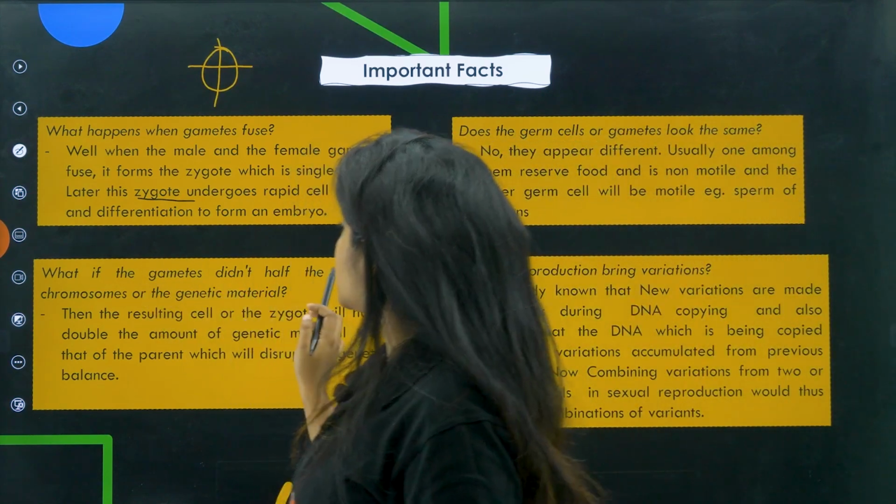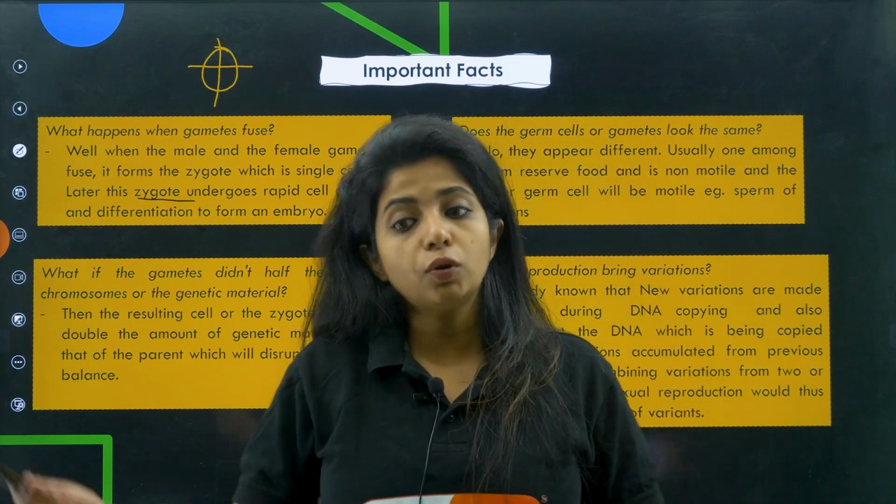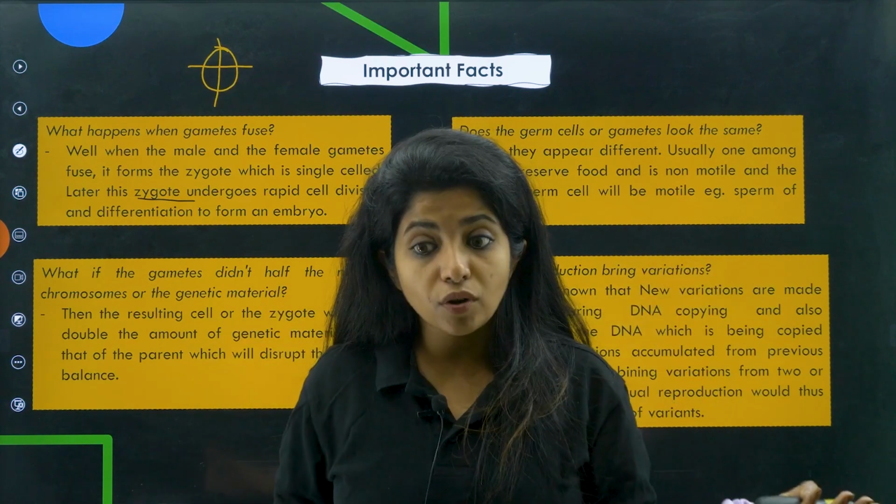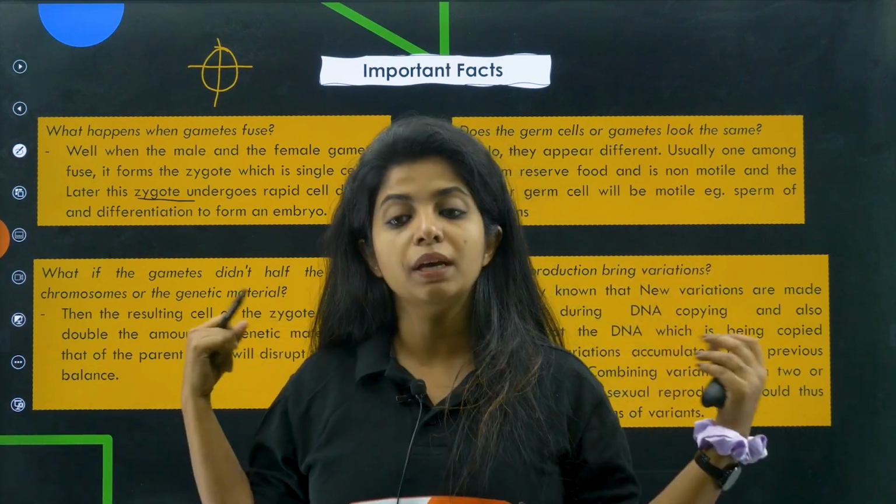Now, what if the gametes didn't have half the number of chromosomes, the genetic material? I told you if it didn't have, then you would be having double the amount of DNA and everything. That means double the amount of protein, which would be totally imbalanced.